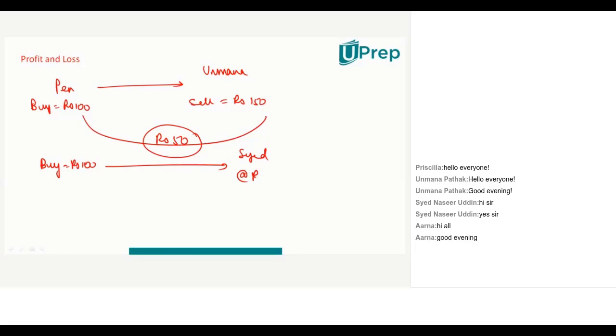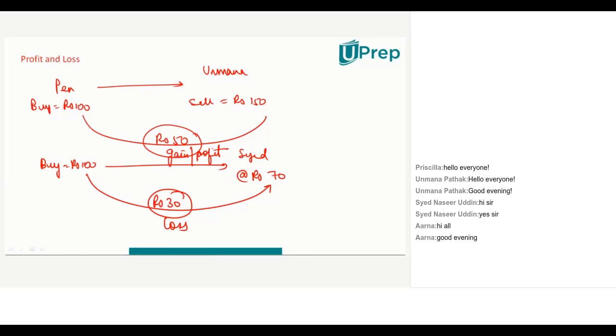Now say I have bought the same pen for rupees 100, but I sell it to Sayal at rupees 70. Now did I gain something over here? No, I lost. Why? Because I sold it to him at a price lesser than what I bought it for. So it is rupees 30. Now what is this 30? This 30 is a loss for me, and this 50 is a gain or profit for me.